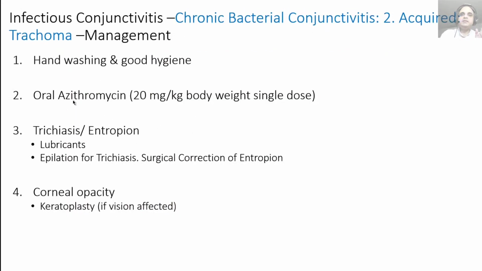So the best thing to do is to break the transmission of the disease, which is hand washing, good hygiene, followed by oral azithromycin 20 milligram per kilogram body weight. We are doing it in milligram per kilogram because, remember, these are usually children who are getting it, single dose. You can use lubricants or epilation. Epilation is removal of lashes. I'm sure many of you knew that. For trichiasis, and if you have entropion, you need surgical correction for that. If you develop corneal opacities, keratoplasty is the way to go. We've already talked about keratoplasty in the context of keratoconus in this very session.